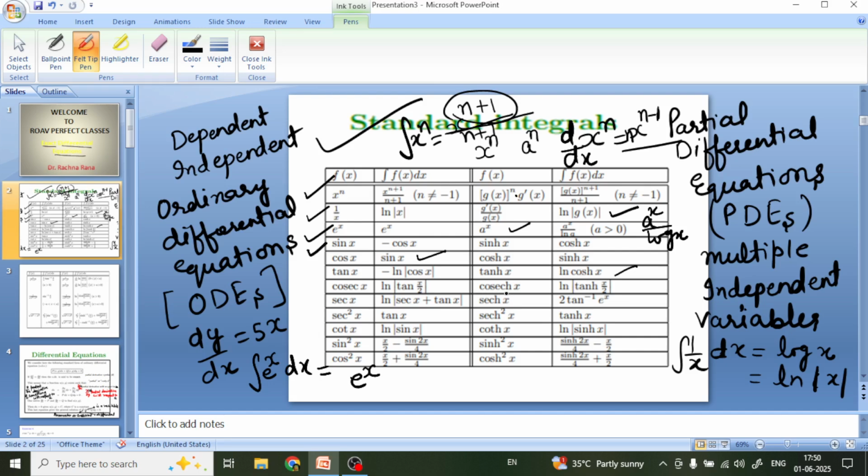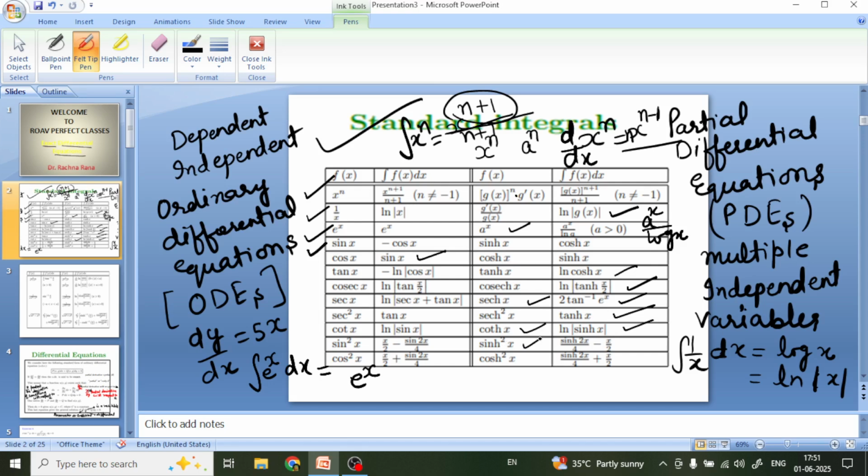Integration of cosech x is log tanh(x/2). Integration of sech x is 2 tan inverse e to the power x. Integration of sech square x is tanh x. Integration of coth x is log sinh x.